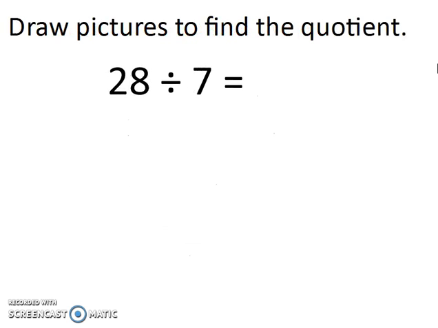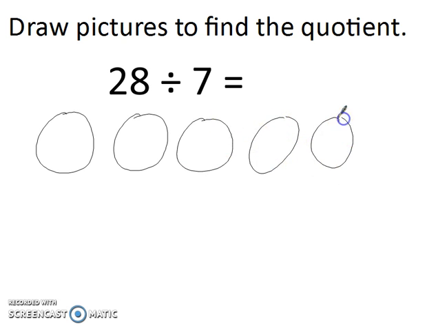Let's try drawing pictures. So I'm doing 28 divided by 7. I'll start with 7 bags: 5, 6, 7. So there's my 7 bags. I've got 28 pieces of something I need to pass out, so I'm just doing them one at a time, and I keep counting until I get to 28.